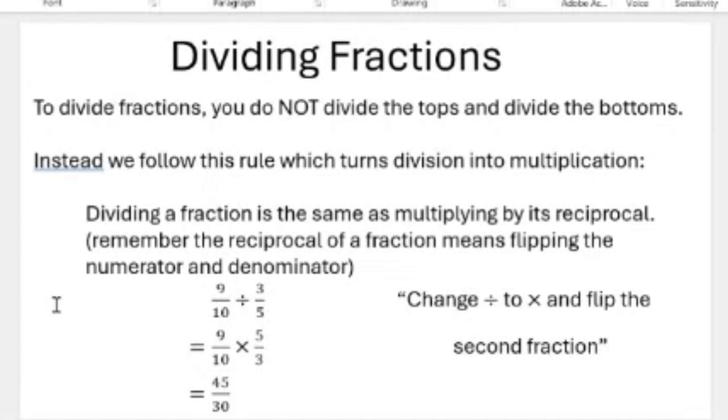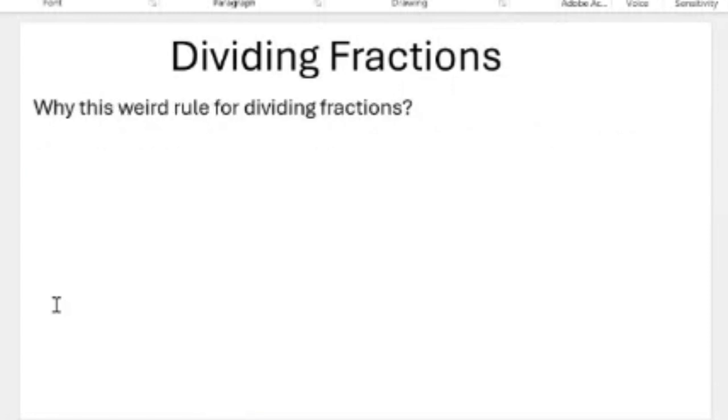And then I noticed that 15 goes into both of those. Or if I didn't notice that, maybe I noticed that 5 goes into it, and then I do a further step of reducing. I eventually get to the same place. 45 divided by 15 is 3, and 30 divided by 15 is 2. So there's our answer. Or if the question says it wants a mixed number, that is 1 and 1/2. 2 goes into 3 once, with 1 left over. So there's the dividing rule. Change the division to multiplication, flip the second fraction, and now you just multiply.